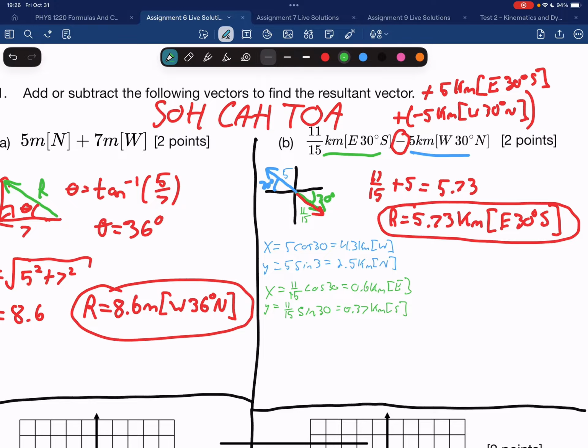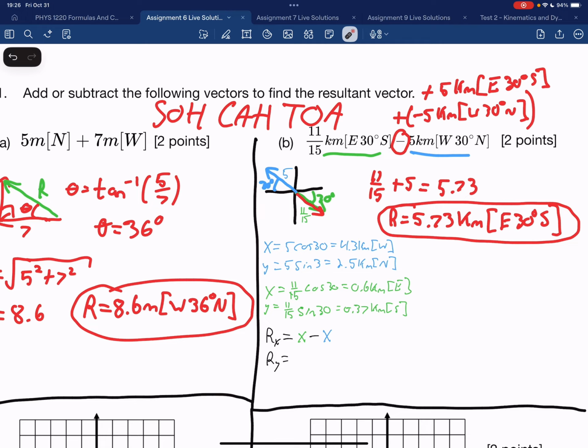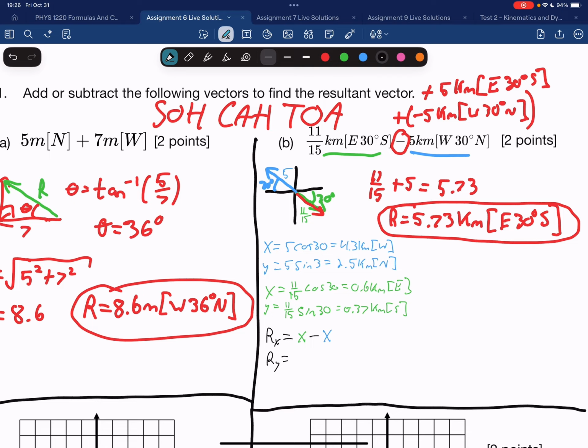Okay, so now we are looking for our resultant. So the x component of the resultant and the y component of the resultant. Here, for the x component of the resultant, we are going to have the x component of the green one minus the x component of the blue one. Remember, we are subtracting these two vectors. If we go to the very beginning of this problem here, we had green subtracting blue. So that is why we are subtracting them in this order specifically.